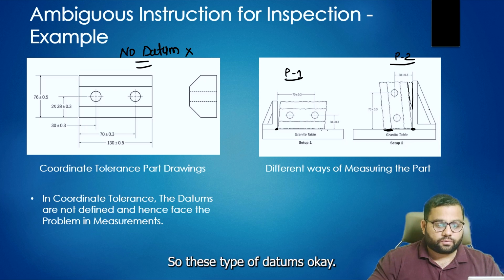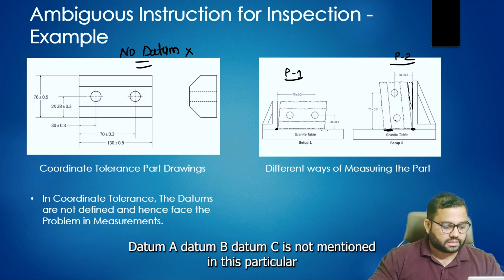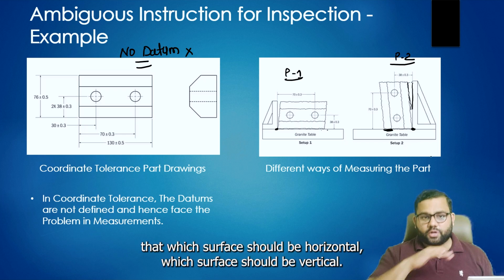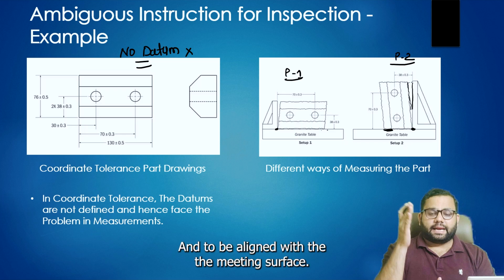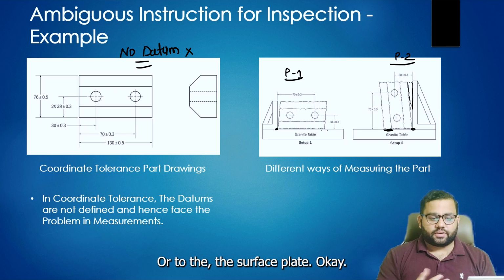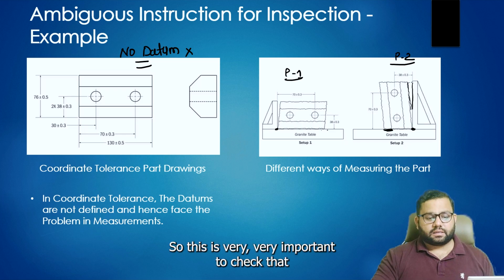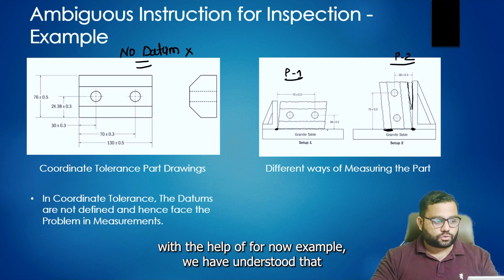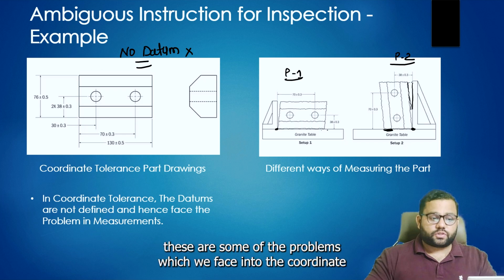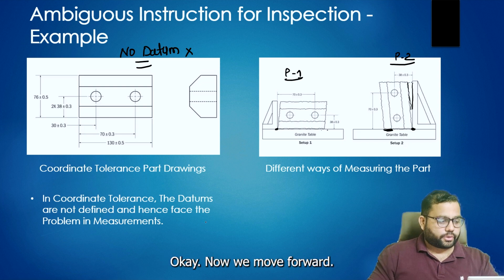So datum A, datum B, datum C are not mentioned in this particular drawing: which surface should be horizontal, which surface should be vertical, and whether to align with the mating surface or to the surface plate, whether it is granite or otherwise. This is very important to check. With the help of this example, we have understood some of the problems we face in the coordinate tolerance system, problems in measurement.